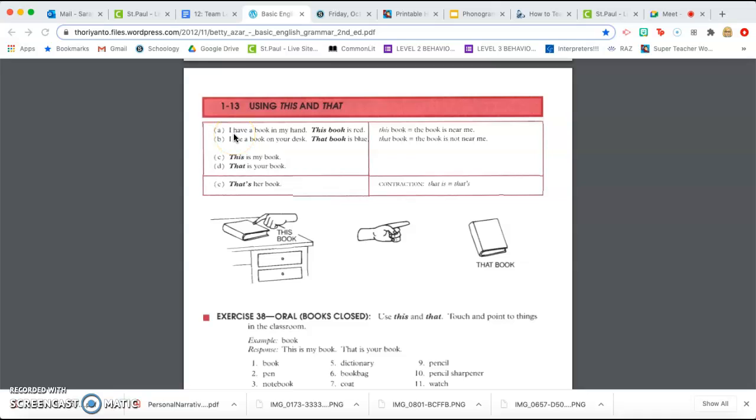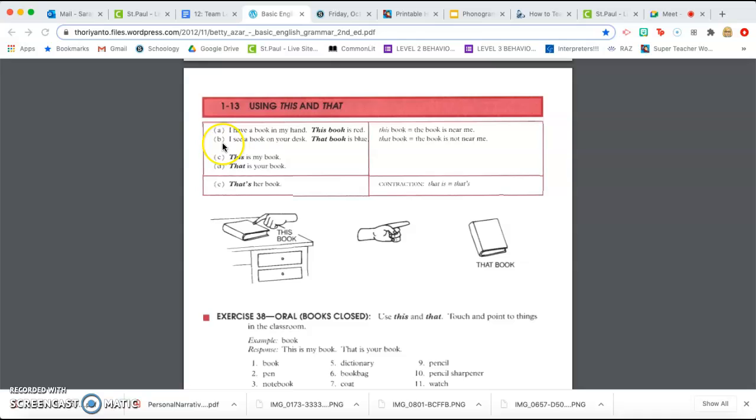So, for example, in example A, it says, I have a book in my hand. This book is red. In this case, when we're using the word this, we're talking about something that is near us. For example, this book, it's in my hand, or it's right here on my desk. We're talking about something close to us when we are saying this, okay?